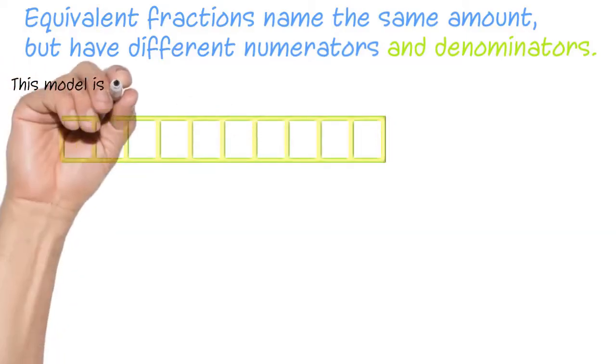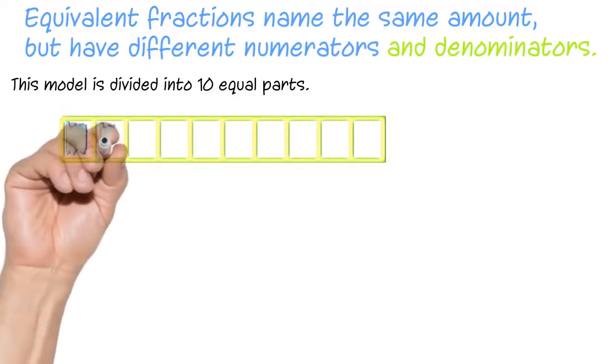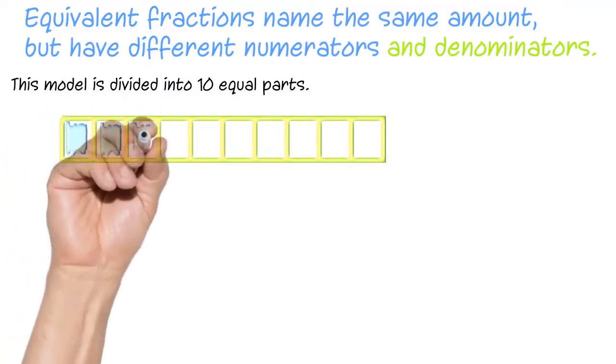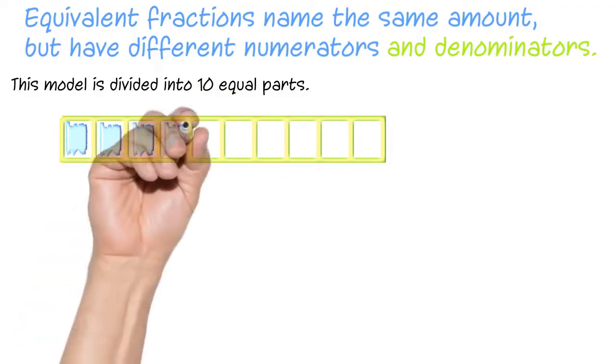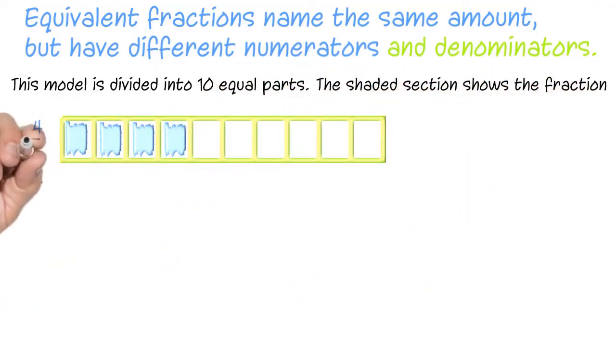This model is divided into 10 equal parts. Out of 10 parts, 4 parts are shaded. The shaded section shows the fraction 4 out of 10 or 4/10.